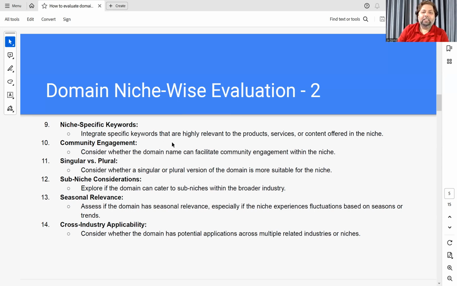Okay. See, these are the 14 principles which you can apply for a particular niche. And believe me, I have no single domain where I have applied all these 14 principles, because that is not possible. And that is not possible these days.